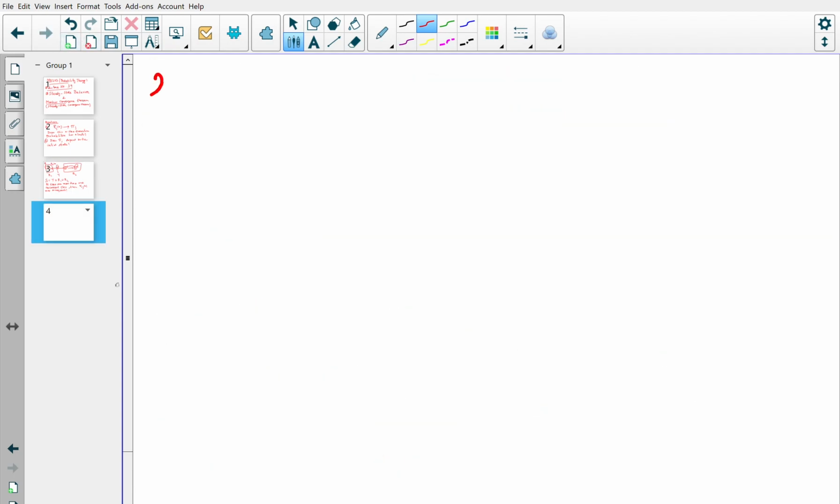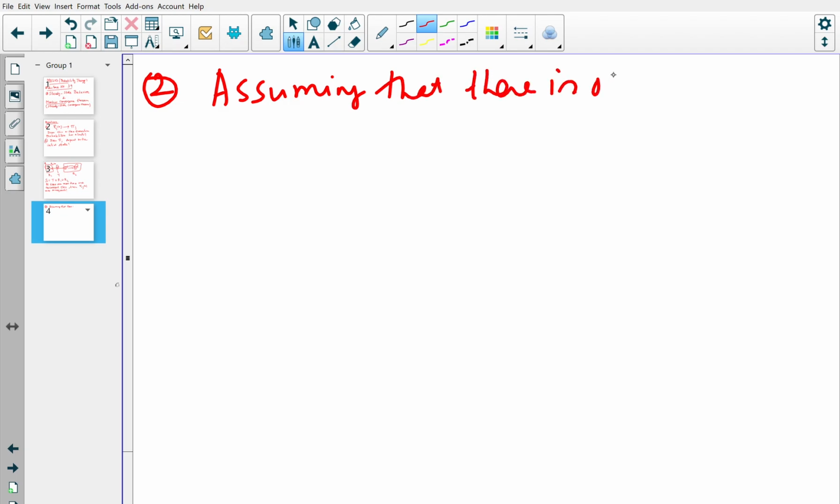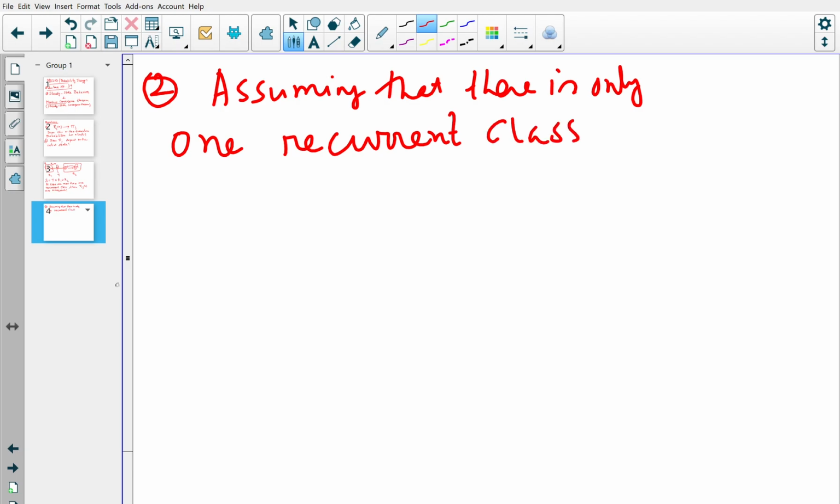Now example number 2. Suppose that there is only one recurrent class. This is my assumption. Then what happens in this case?